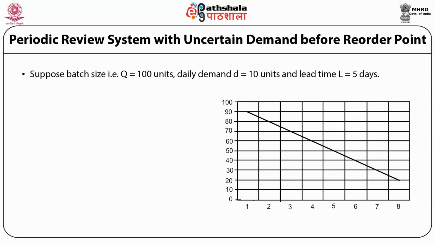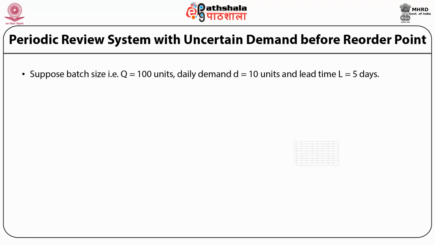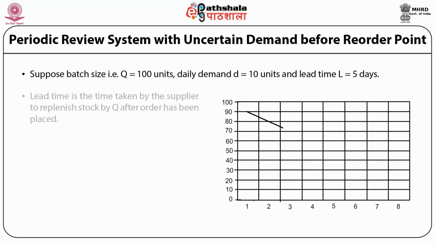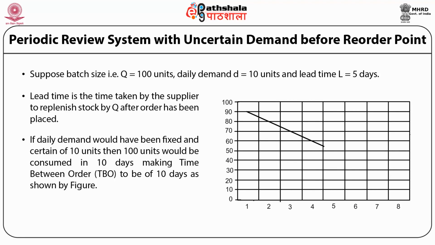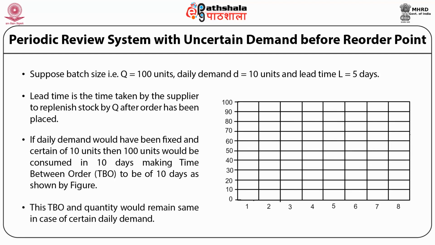Suppose batch size Q equal to 100 units, daily demand D equal to 10 units, and lead time L equal to 5 days. Lead time is the time taken by the supplier to replenish stock by Q after the order has been placed. If daily demand were fixed and certain at 10 units, then 100 units would be consumed in 10 days, making the time between orders 10 days, as shown in the figure. The time between orders and the quantity would remain the same in case of certain daily demand.